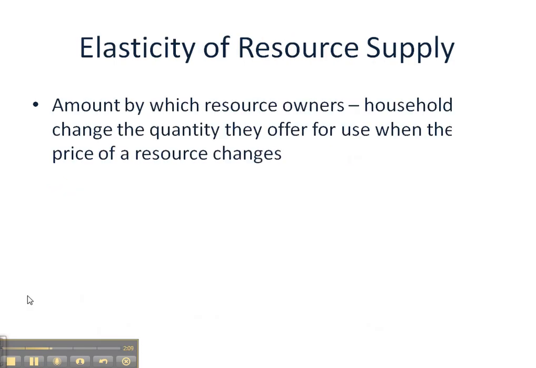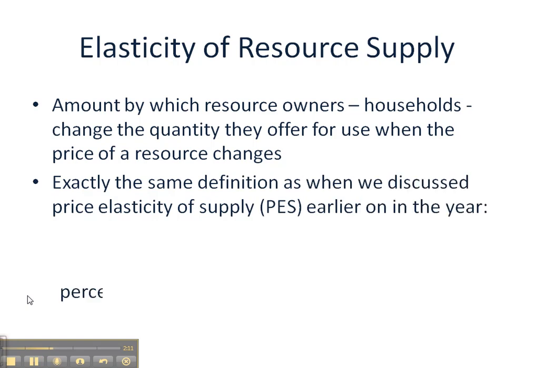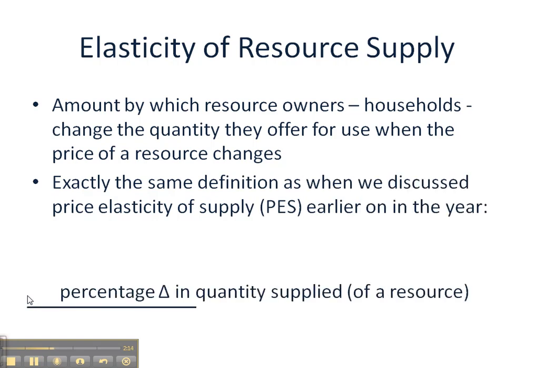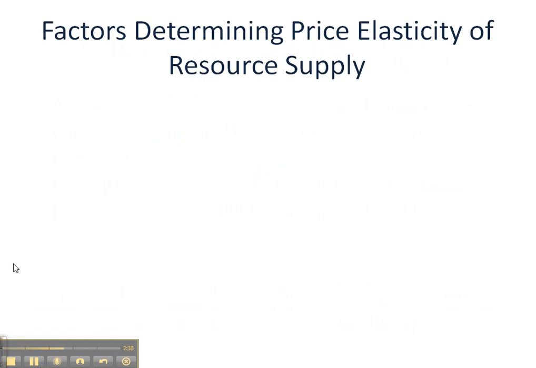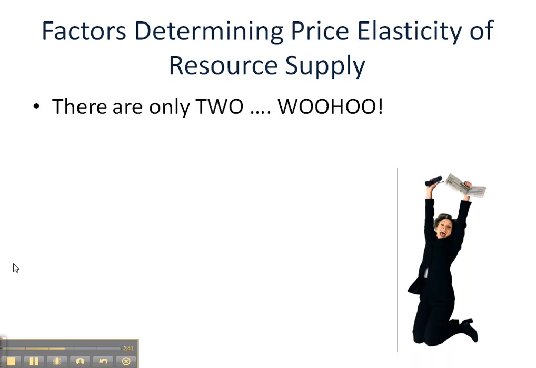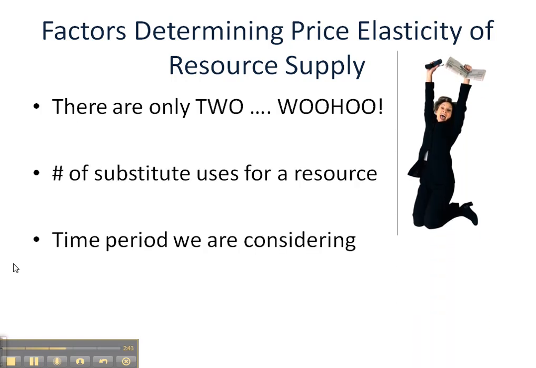Elasticity is the amount by which resource owners, households, change the quantity they offer for use when the price of a resource changes. This is exactly the same definition we used when we discussed the price elasticity of supply earlier on in the year. It's the same calculation as you see below, the only difference being that we're talking about the percentage change in quantity supplied of that particular resource divided by the percentage change in price of that resource. And good thing, however, and this is a little bit different, there are only 2 factors that determine the price elasticity of resource supply.